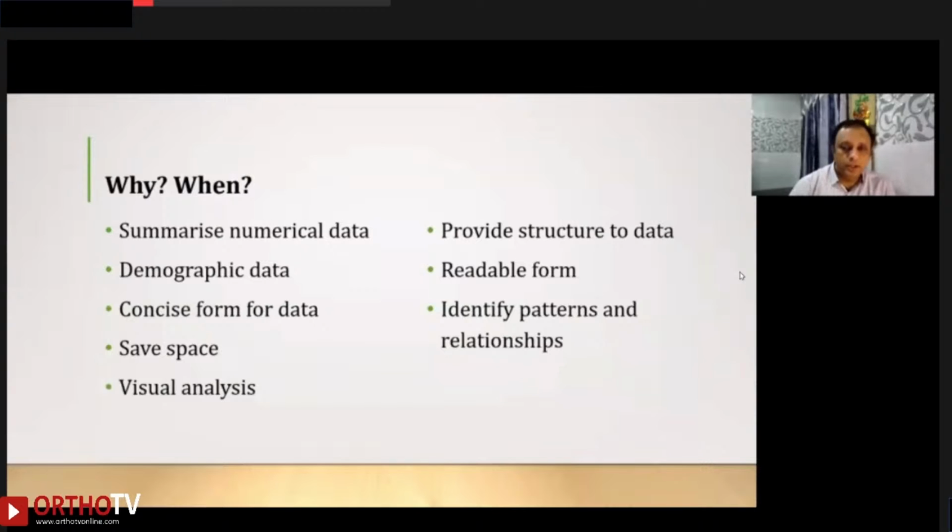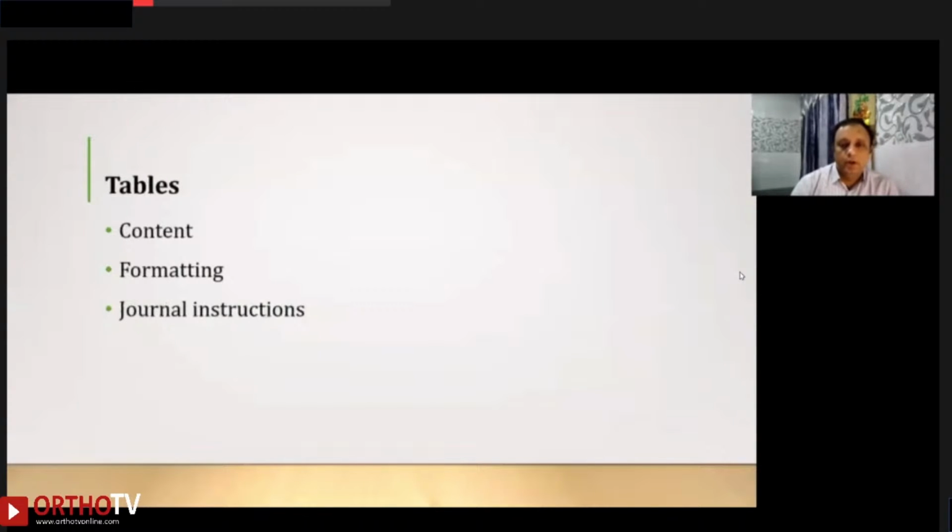Why do we use tables? We use tables to summarize data, commonly to present demographic data. Tables are used to present data in a concise form in a manuscript. When chosen and presented well, they save space and give the reader information packed for visual analysis by themselves. They give structure to data that can be presented in a readable form. They can be structured and presented to readers to identify patterns and relationships in a data.